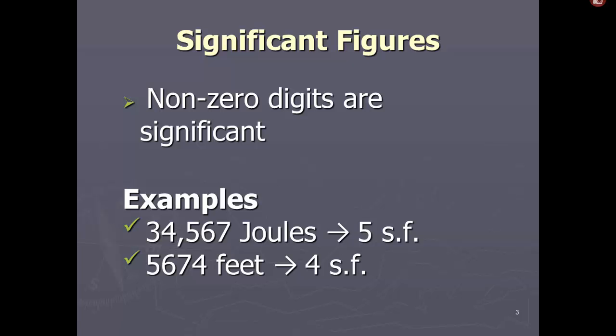Non-zero digits are significant. This is pretty easy and straightforward. If you have non-zero digits, they're all significant. So in this case you'd have 5. In this case you'd have 4. 5,674 has 4 significant digits. That's pretty straightforward.